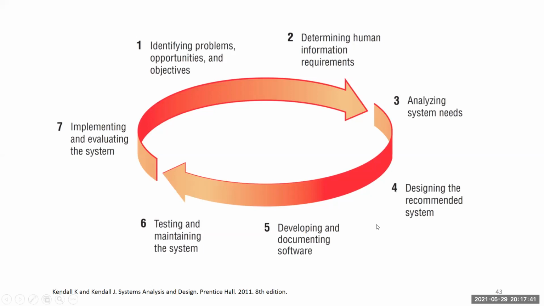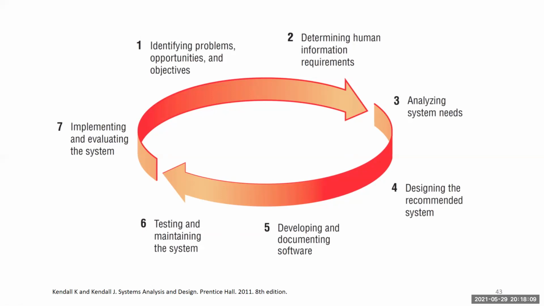Phase two is determining human information requirements. Phase three, analyzing system needs. Phase four, designing the recommended system. Phase five, developing and documenting the software. Phase six, testing and maintaining the system. And phase seven is implementing and evaluating the system. So at the end of the phase seven, it's a cycle. If new problems or space for improvements arises, then the cycle goes on.